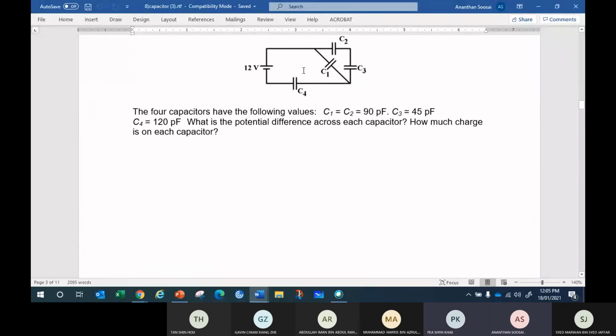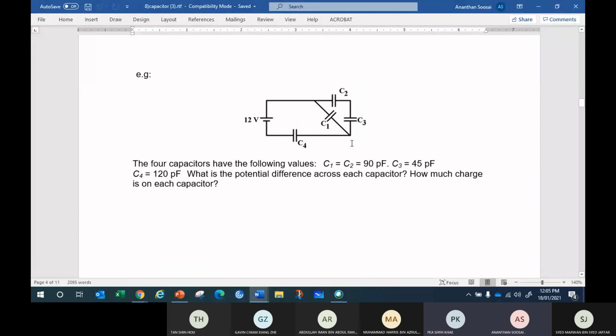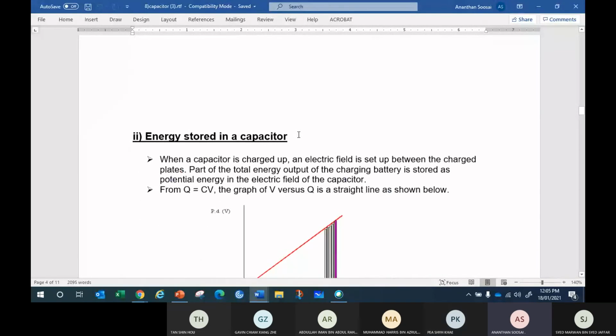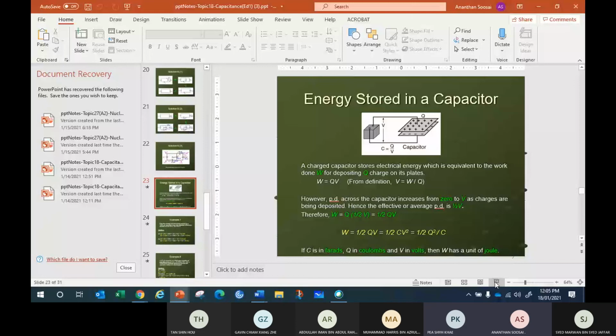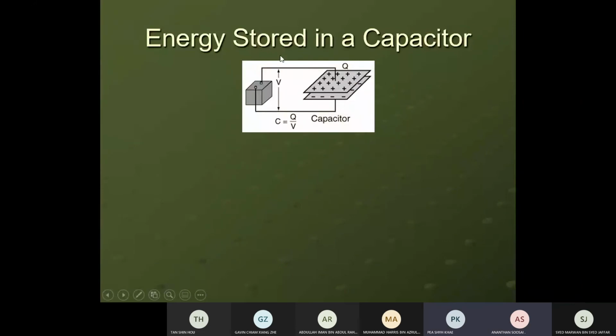Okay. Then that day we talked about circuits. Few circuits we discussed, and how to solve them to find each charge stored and total capacitance. Okay, so today we're going to talk about energy in a capacitor. So we go back to the slide. Energy stored in a capacitor.